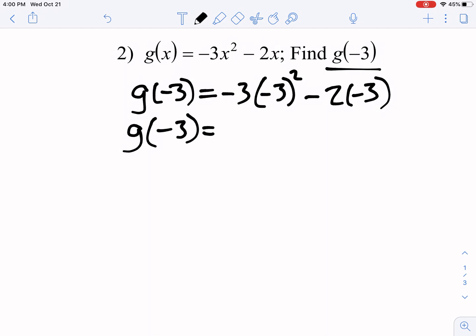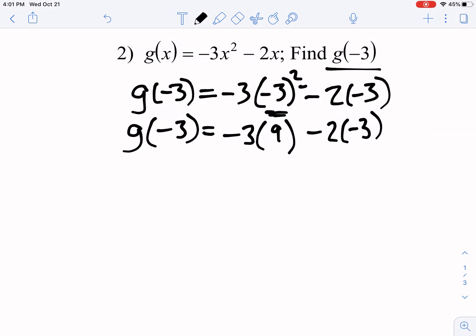So we take care of the exponent first. I have a negative 3 squared. So what's a negative 3 times a negative 3? Well, 2 negatives make a positive, and 3 times 3 is 9. So let's just rewrite this, and then we'll come back and work on the order of operations again. So this guy was 9, okay? When we take a negative 3 and square it, we get 9, minus 2 times a negative 3.